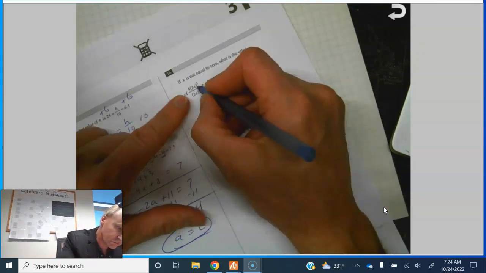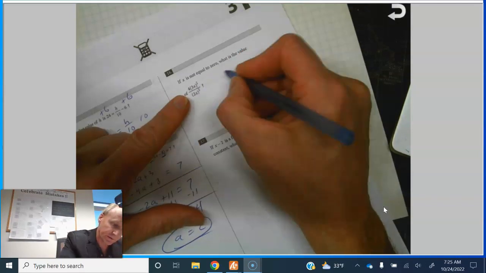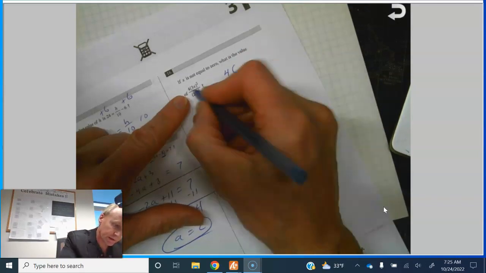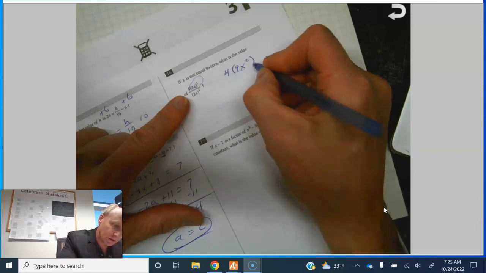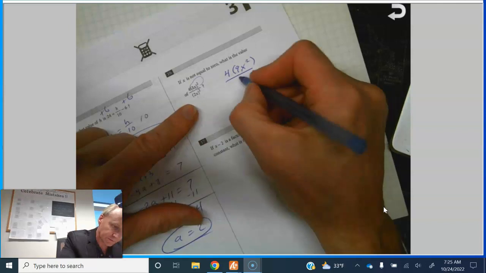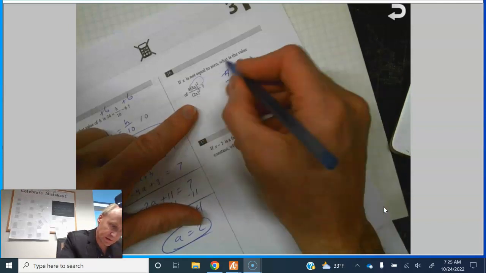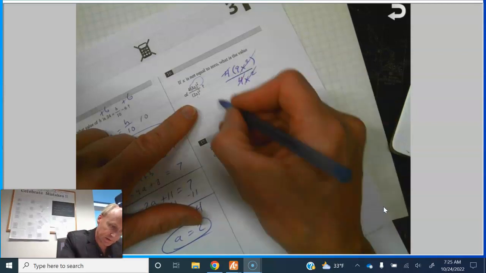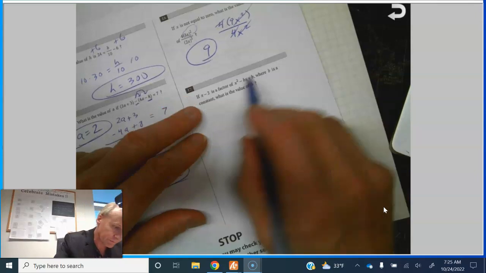Well, this is 9x squared. They want to see if you know how to square these guys. This is 4 times, you have to square first, 9x squared over 4x squared. The 4's cancel out, and it says x is not equal to 0, so the x squareds cancel out. So this is 9. Done. Like I said, these are some of the easiest.